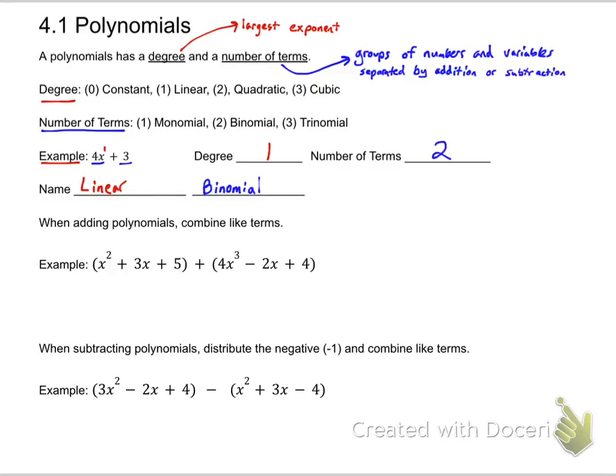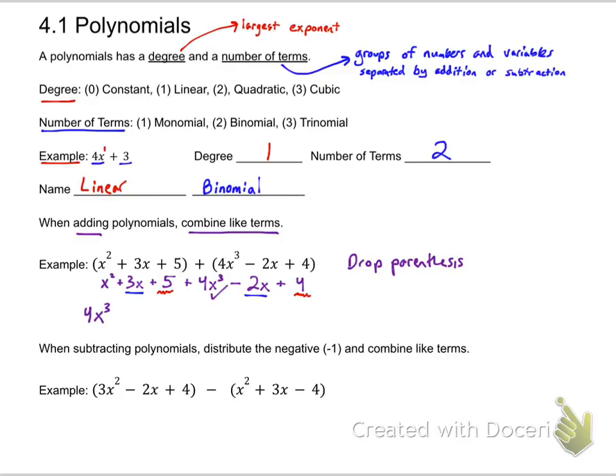Now, when you're adding polynomials, you just need to combine like terms. I like to drop the parentheses first. So drop the parentheses when it's addition, rewrite it all out, and then I also like to mark down which terms are like terms. Remember, those are terms with the same variables and same exponents. So for example, 3x and negative 2x both have an x on them, so they are like terms. Likewise, 5 and 4 have no variables, so they are both constants. They are like terms, and we'll combine those.